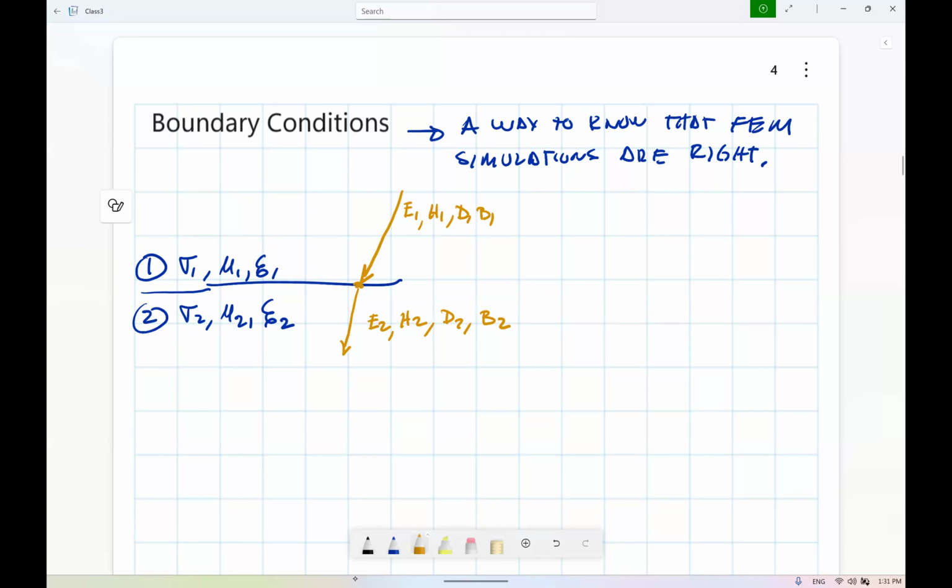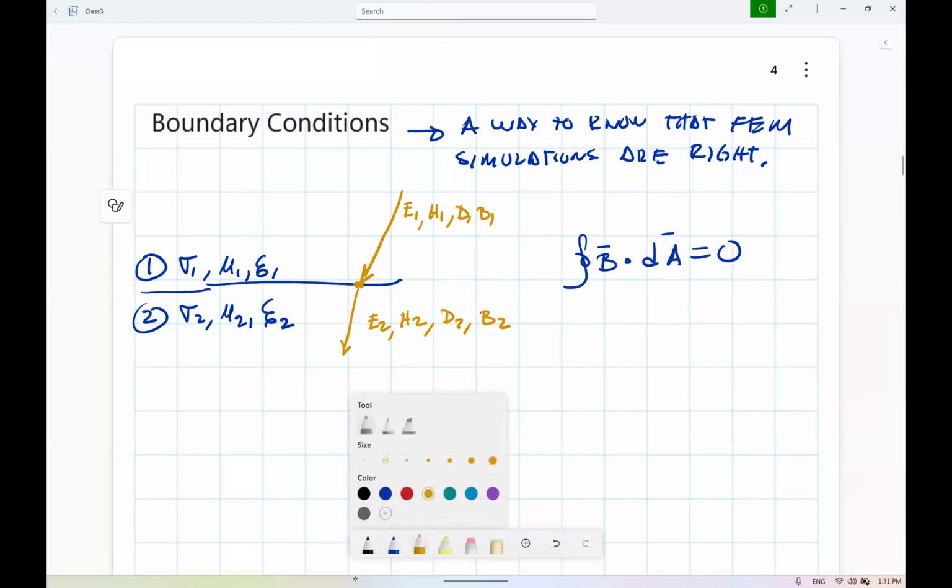I am going to start with an easy one. The easy one is the magnetic flux density. We know that the integral of the magnetic flux density is always equal to 0. The reason is because it's the continuity of the magnetic field.